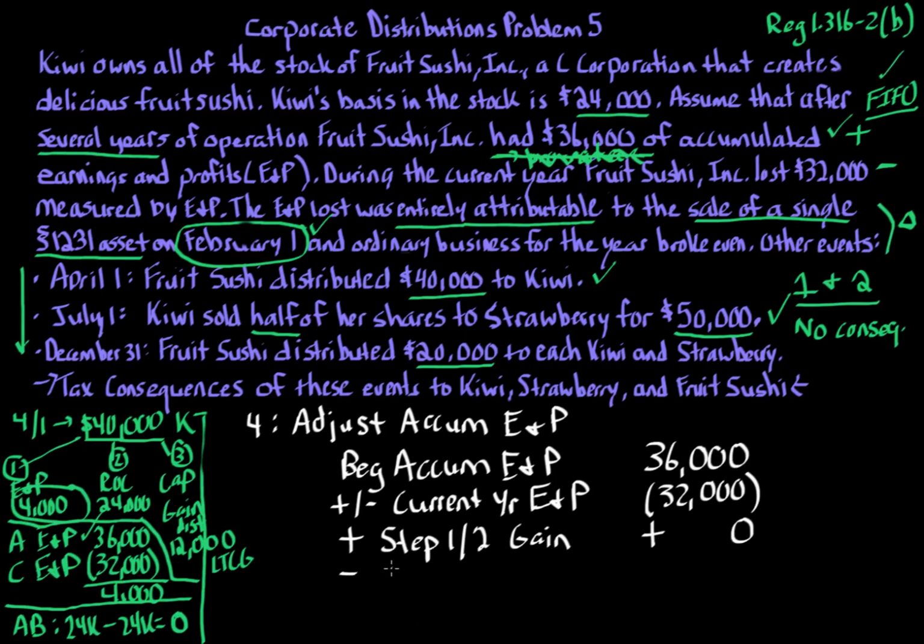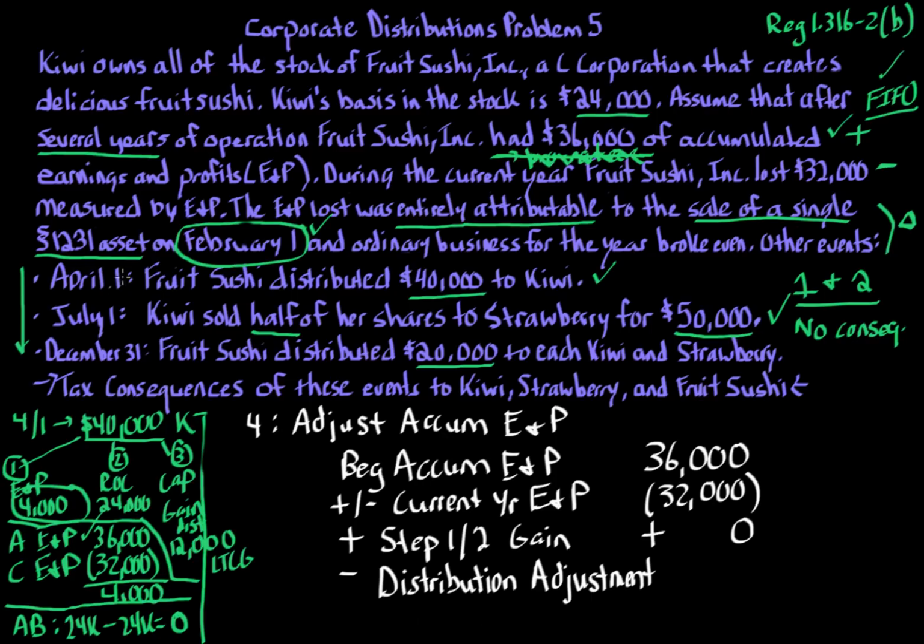Finally, this is the important part, we subtract away the distribution adjustment, which remember is almost always going to be what? It's almost always going to be the amount of the dividend. The amount of the distribution that is a dividend with respect to all of the shareholders.